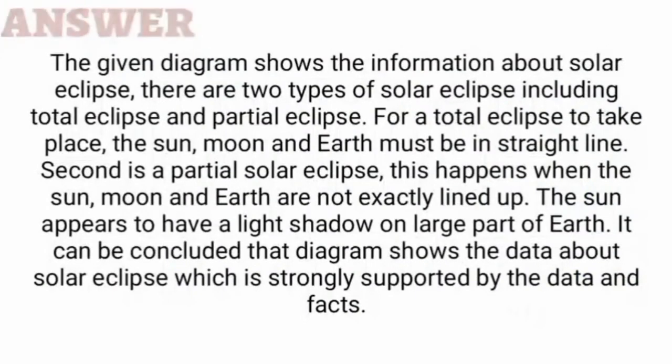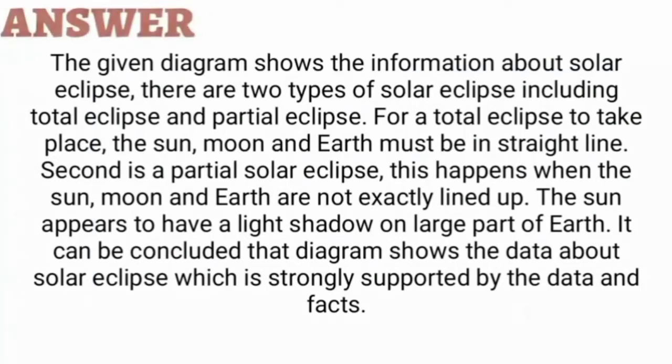The given diagram shows the information about solar eclipse. There are two types of solar eclipse including total eclipse and partial eclipse. For a total eclipse to take place, the Sun, Moon and Earth must be in a straight line.